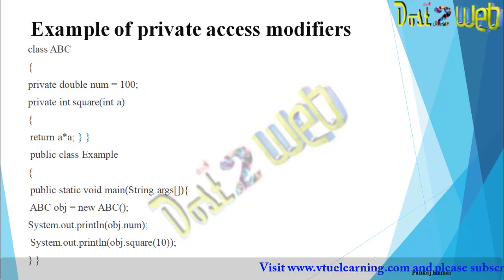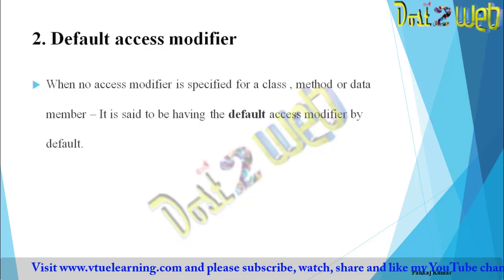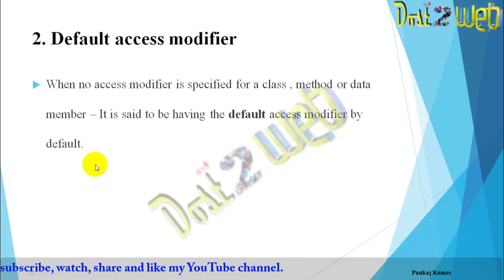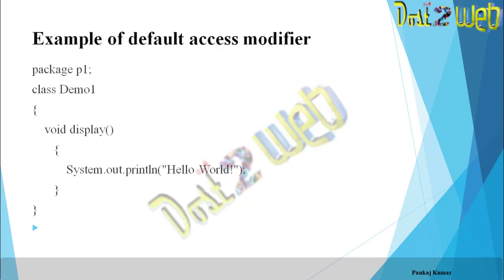No, right? So same thing, just we are declaring it as private and you can see you are accessing it within the class. Okay. Next, when you don't have an access specifier, that means default. When no access modifier is specified for the class, the method or data member, it is said to have the default access modifier. So by default, if you are not giving anything, that means it is the default access modifier. As we have done previously, especially in Java, when you are not defining, that is the default. Okay, so package p1, class, see here, this is the example of your default access modifier.